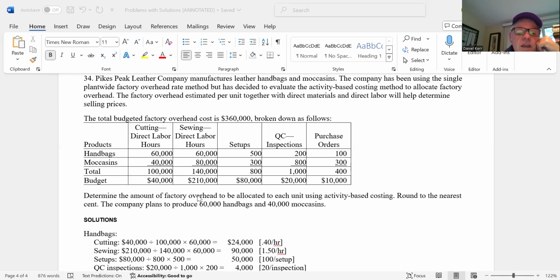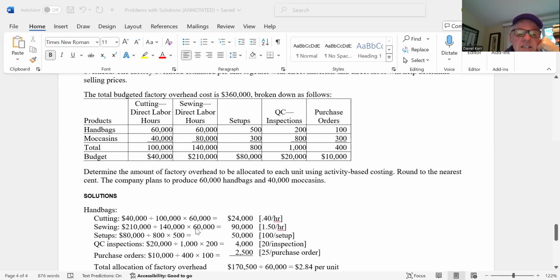With regard to sewing, you had 210,000 worth of costs. You had 140,000 direct labor hours. So that's the rate that you use. You multiply by 60,000, those were the direct labor hours for the handbags. So that gives you 90,000. And then setups, you had $80,000 worth of setups, and the total number of setups is 800. So 80,000 divided by 800 multiplied by 500, which is the number of setups you had for handbags. So that gives you 50,000.